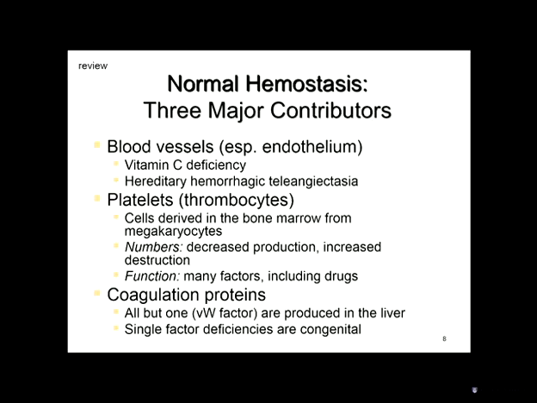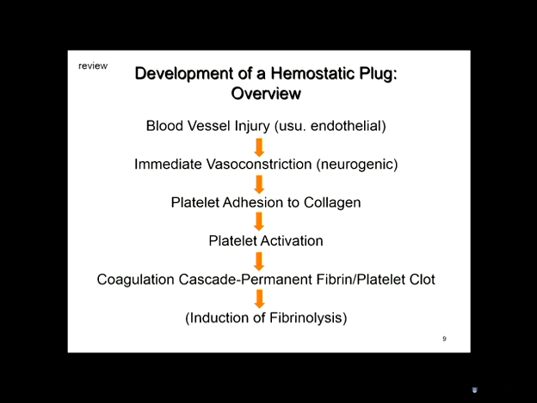So, what are the most important things that contribute to normal hemostasis, maintaining the blood flow without spilling the blood outside the vessels? Of course, it's the blood vessels, of course, it's the platelets, and of course, it's the coagulation proteins. Everybody knows that. So we're going to look at the different parts of this.